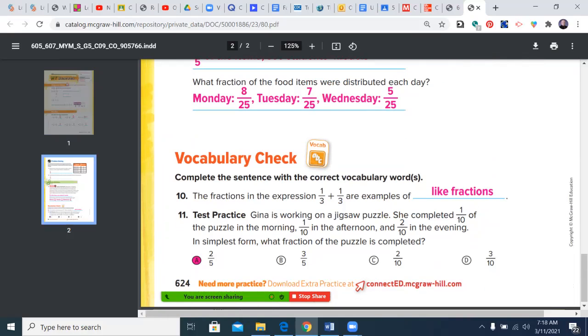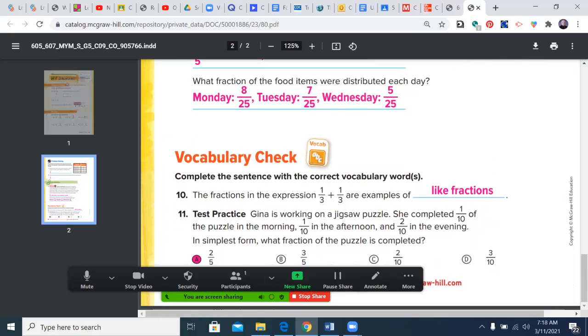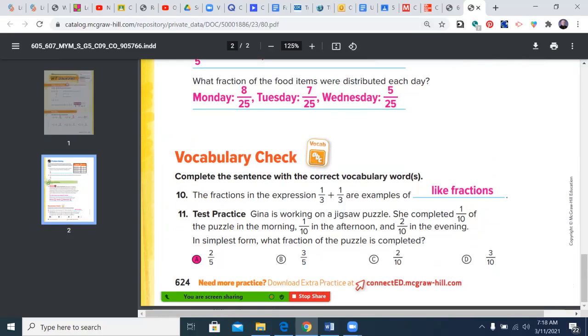The fractions in the expression 1 third and 1 third are examples of like fractions. So always remember to check the first page of a lesson for the vocabulary. And your test practice gave us an answer of 2 fifths.